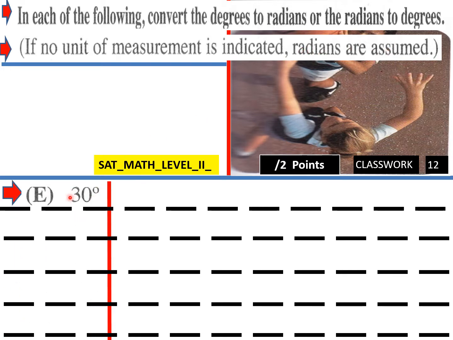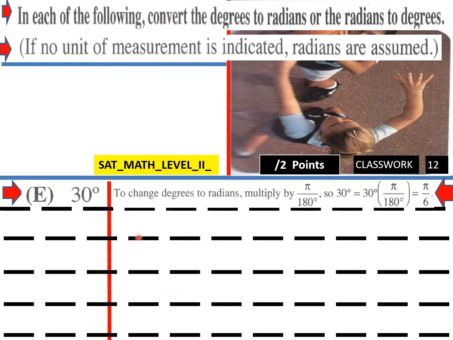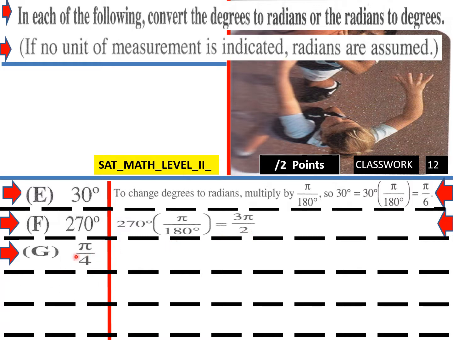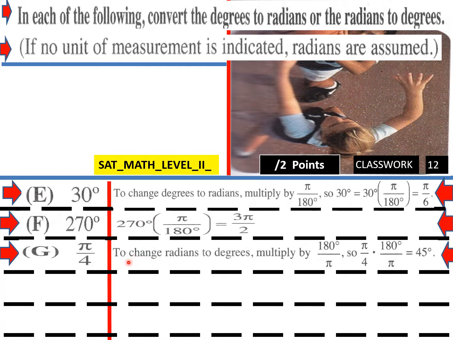Okay. So we got 30 degrees here. What do we need to do? We need to convert the degrees to radians. So to do that, we need to multiply by pi over 180 degrees. So 30 degrees times pi over 180 degrees will equal pi over 6 radians for that one. And then 270 degrees, to do that one, 270 times pi over 180 will equal 3 pi over 2 radians.